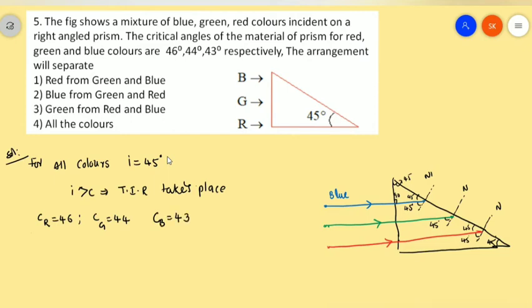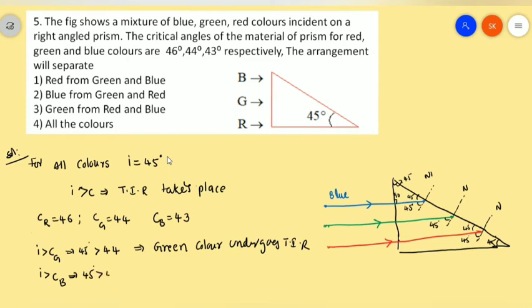And for which color is the angle of incidence greater than the critical angle? Angle of incidence is only 45. That is greater than green and blue, right? That means the condition, angle of incidence greater than critical angle of green, because angle of incidence is 45 degrees, and critical angle of green is 44. That's why green color undergoes total internal reflection. It is satisfied in the green color, which undergoes total internal reflection, and I greater than c for blue also. Angle of incidence is greater than 43 degrees.